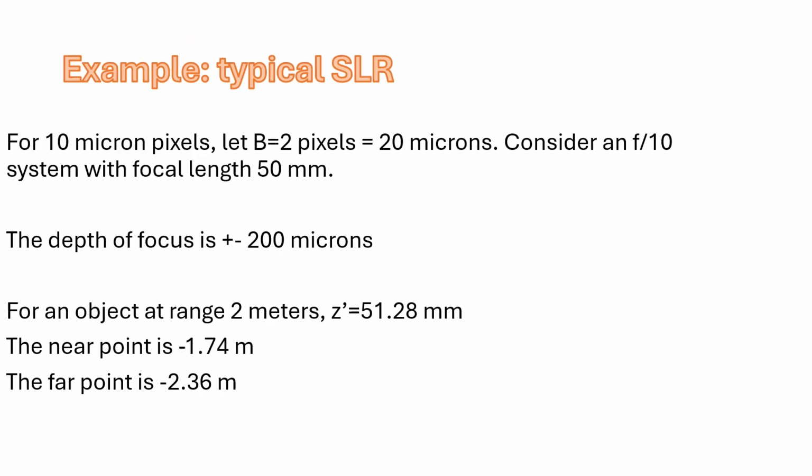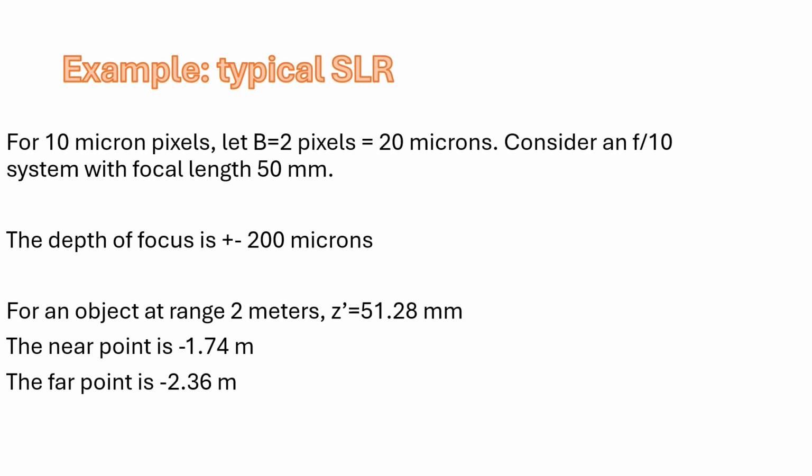Here's an example of what you might see with an SLR camera. It might have 10 micron pixels. We have an acceptable blur that is always going to be bigger than 1 pixel, and let's say it gets up to 2 pixels, then we can set our acceptable blur to 20 microns. This is thinking about an F10 system. The F number determines the depth of focus. The depth of focus is how much we can allow Z sub I to vary, and basically the blur is increasing linearly as a function of the image space defocus.